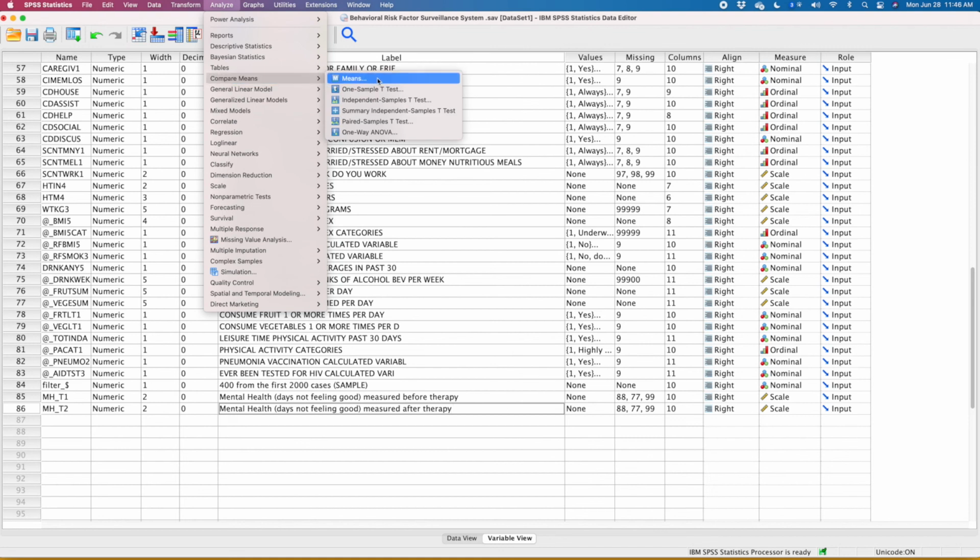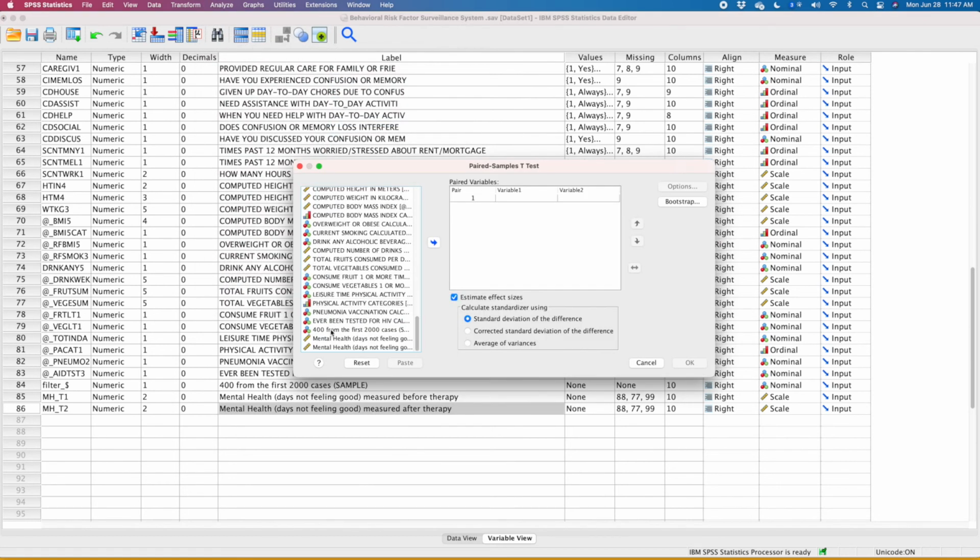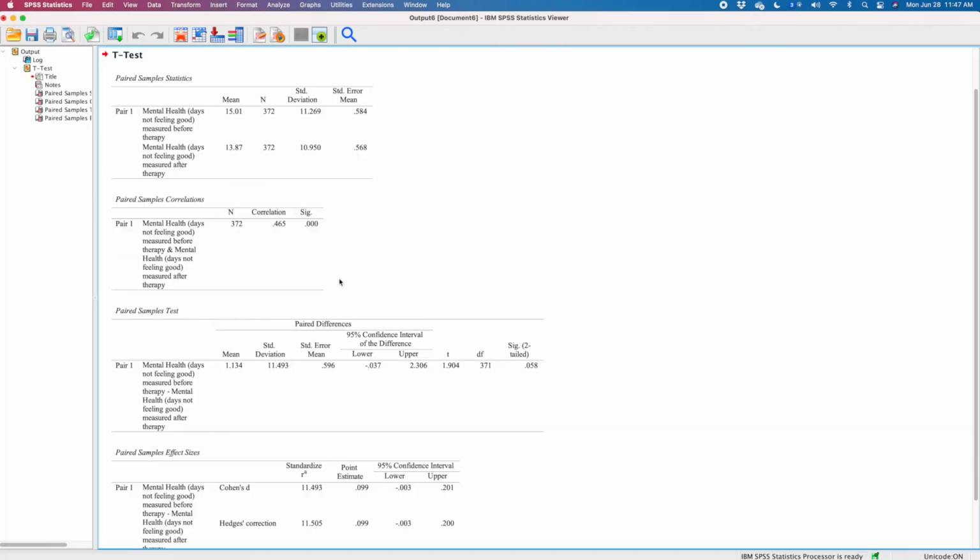I'm using my compare means choice again. Here's my paired samples t-test. It's also called the related samples t-test, as my 2 variables relate directly to the same group of people. So these groups are related. Variable 1 before therapy and variable 2 after therapy. And I can run this test straight up.